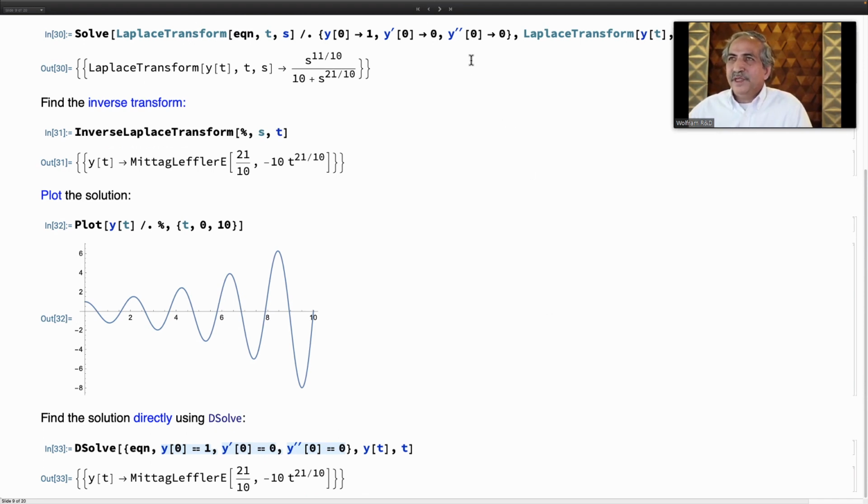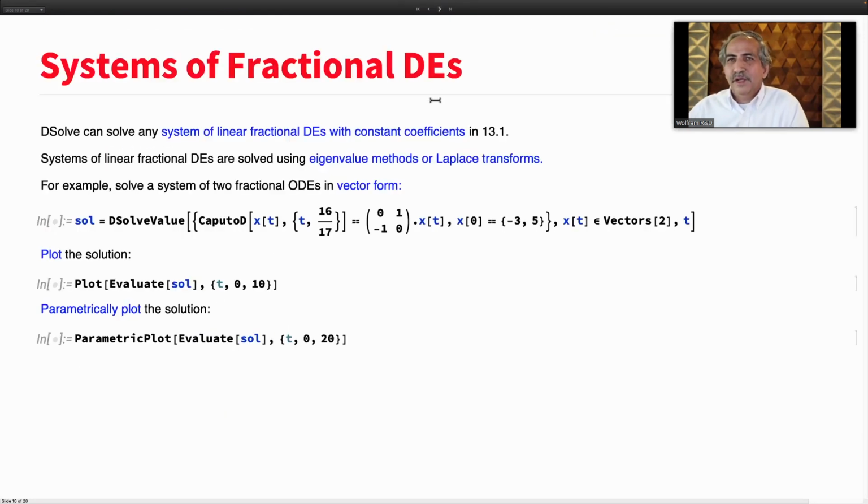Okay, we can go a step further and talk about fractional systems. DSolve can now solve any system of linear fractional differential equations with constant coefficients in 13.1. And here there are two methods. There is a classical eigenvalue method and also the Laplace transform method. Okay, so here's a system of equations. That's a matrix over here. So you say vectors, and now DSolve knows, okay, I have a matrix system of fractional differential equations.